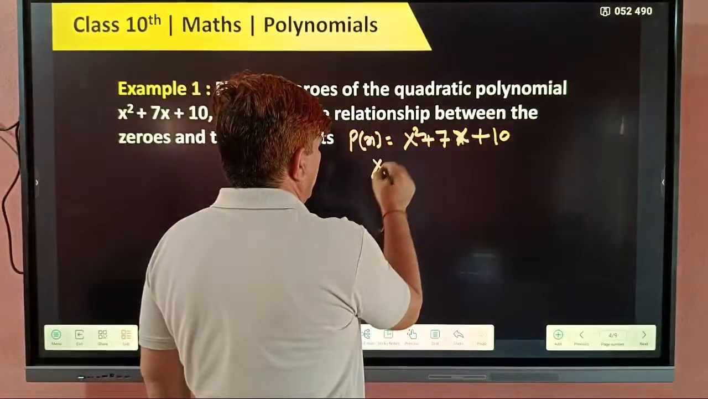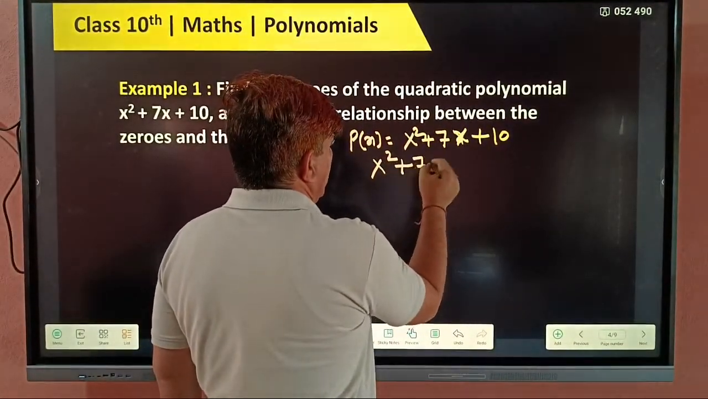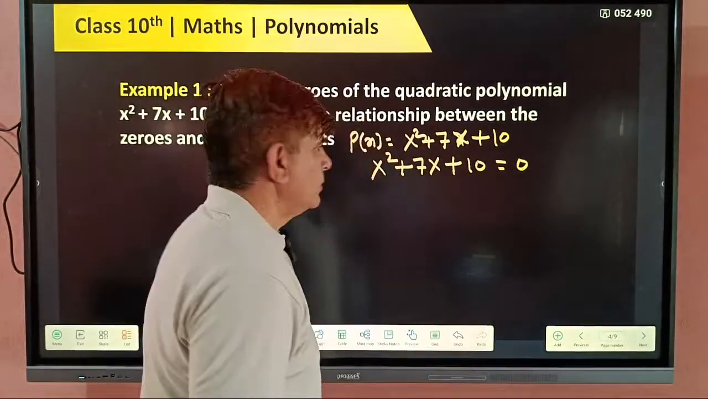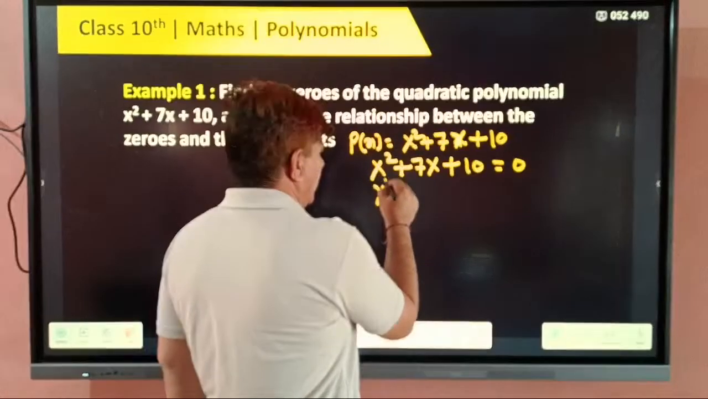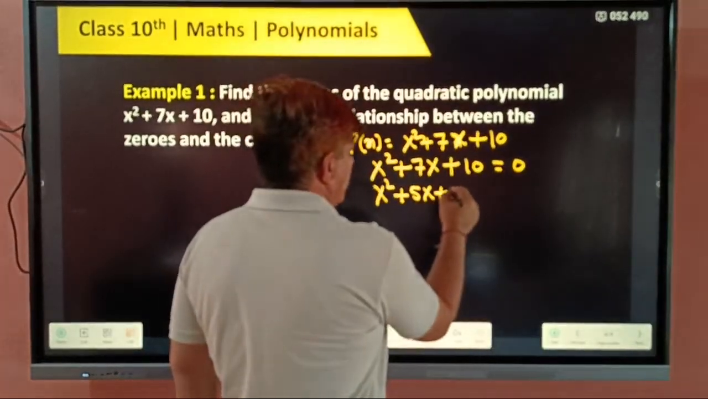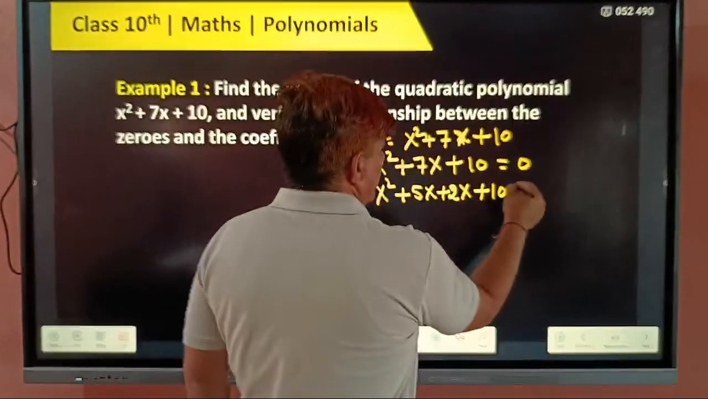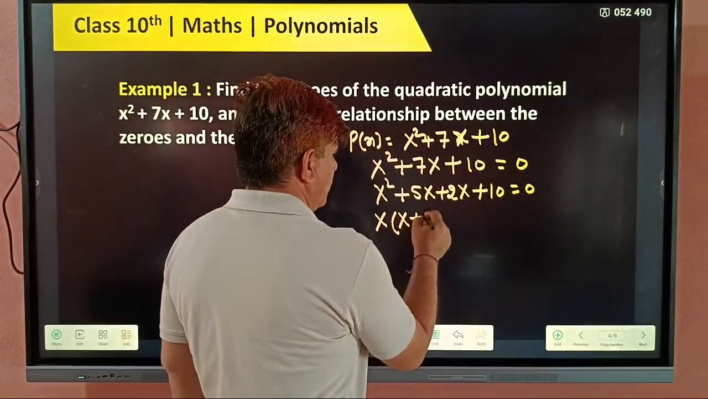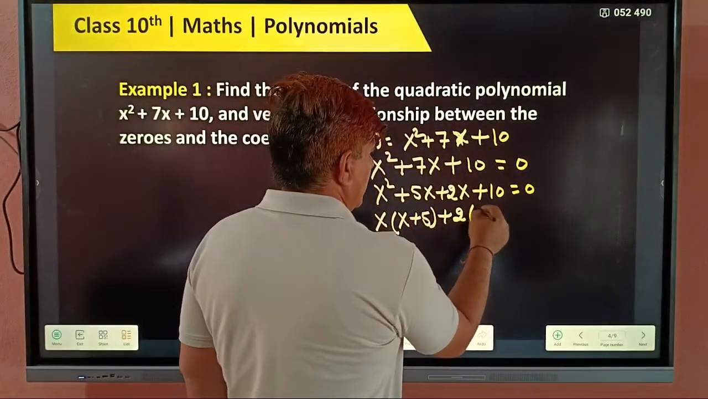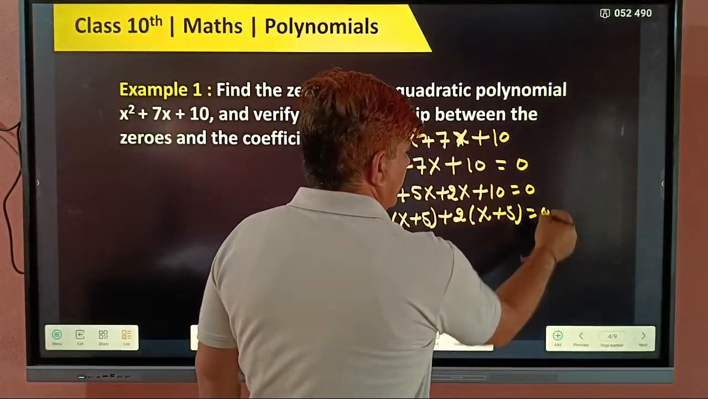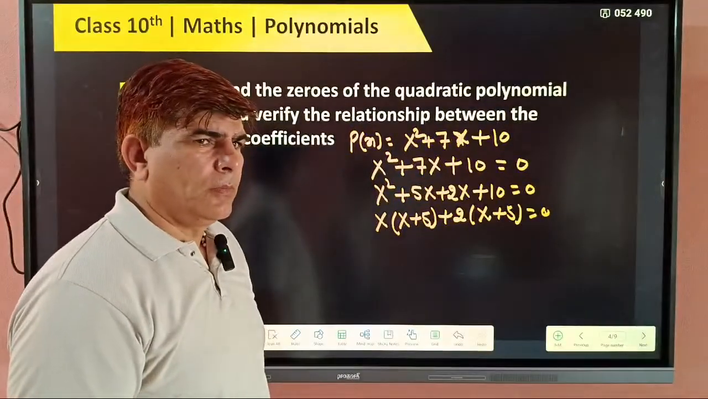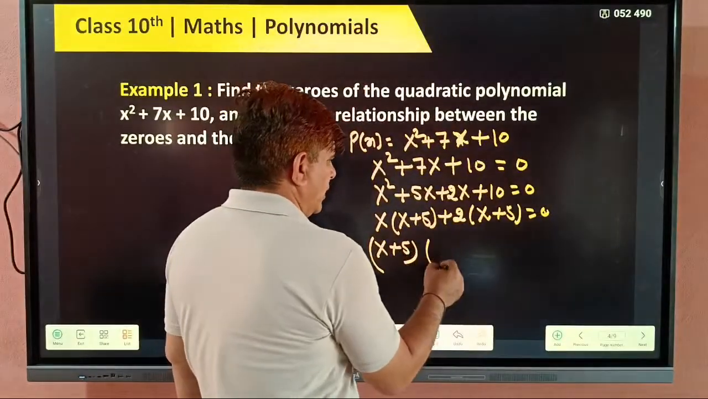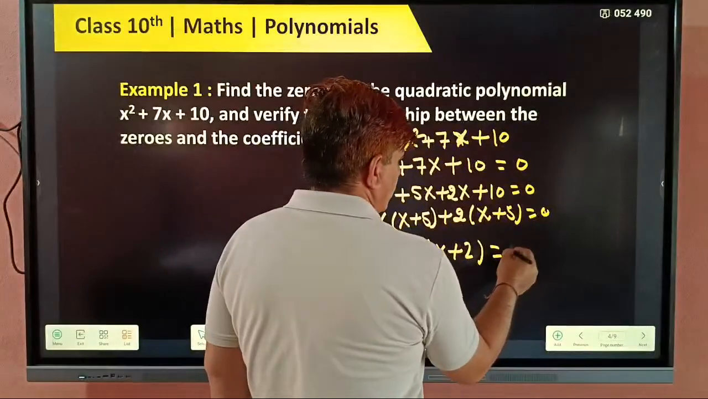We can write this in the form of an equation: x square plus 7x plus 10 is equal to 0. So make its factors: x square plus 5x plus 2x plus 10 is equal to 0. What's common? x is common. x plus 5. What's common? 2 is common. x plus 5. Then what's common? x plus 5 is common. So what's here? x plus 2. This is equal to 0.